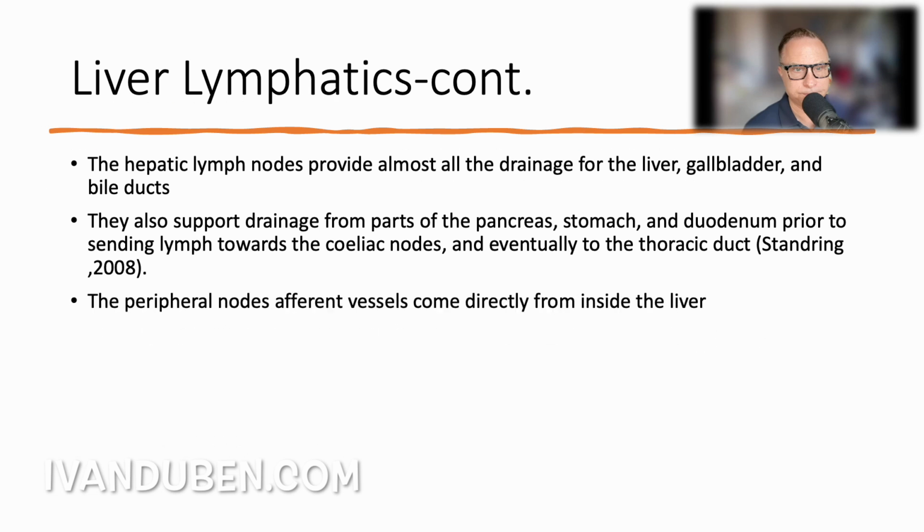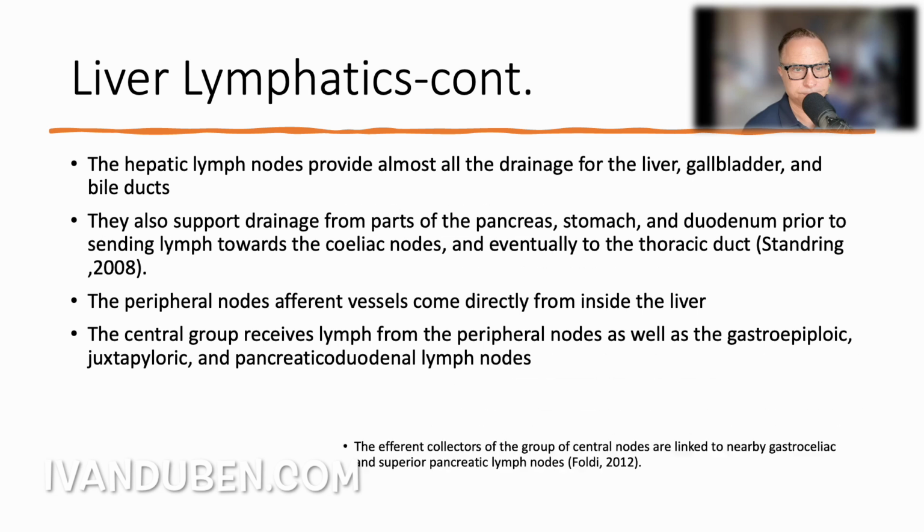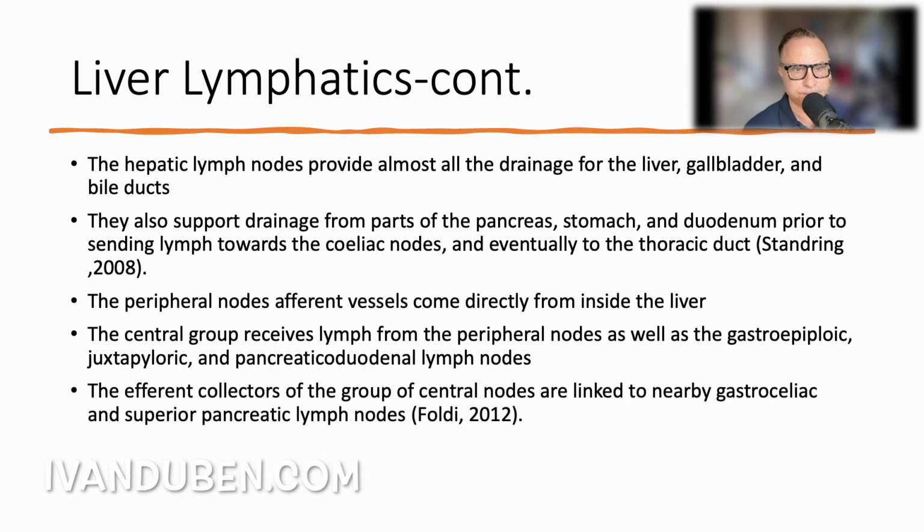The peripheral nodes' afferent vessels come directly from inside the liver. The central group receives lymph from the peripheral nodes as well as the gastroepiploic, juxtapyloric, and pancreaticoduodenal lymph nodes. The efferent collectors of the group of central nodes are linked to nearby gastroceliac and superior pancreatic lymph nodes. We want to keep in mind that afferent means coming towards, and efferent means moving away from.